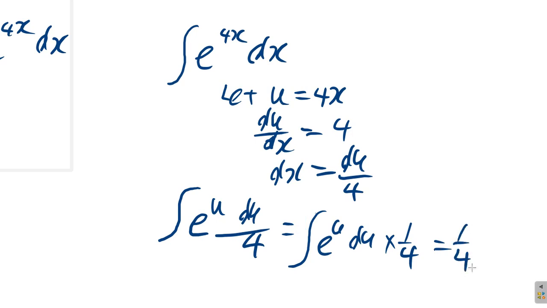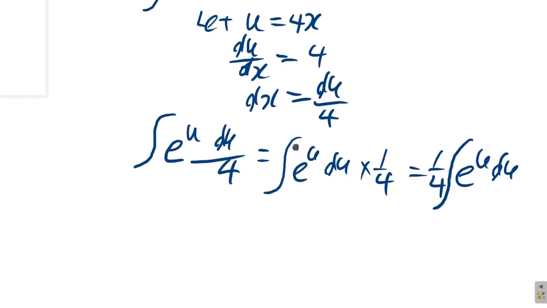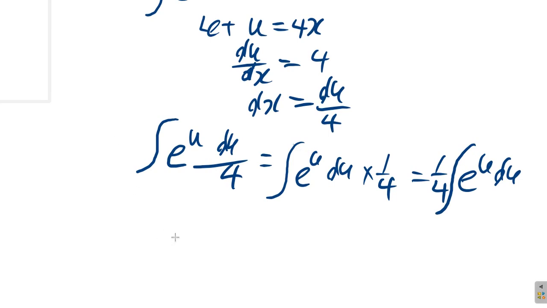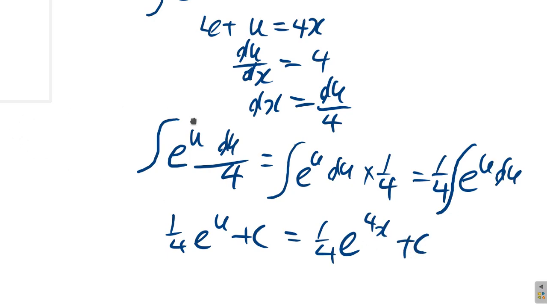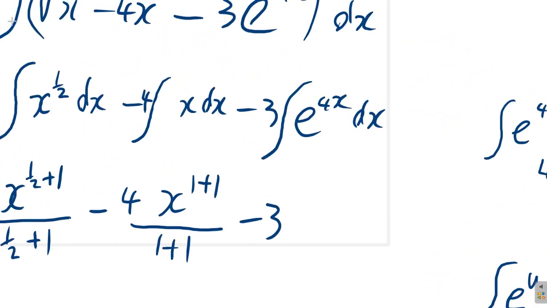So what you have is a quarter, the integral of e to the u du. But what is the integral of e to the u with respect to u? It's just e to the u. So it's a quarter e to the u plus c. But u is the same as 4x. So it's a quarter e to the 4x plus c. Alright? So minus 3 times a quarter e to the 4x plus c.